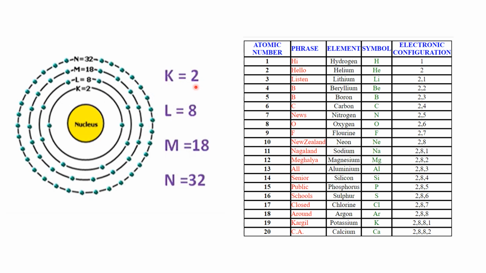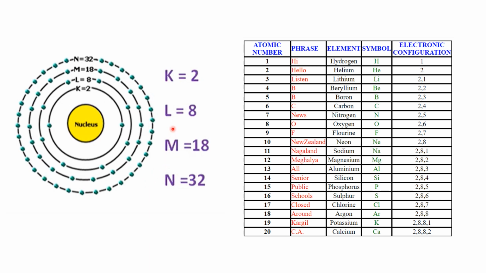Now, the first shell can have only two electrons. Similarly, in the second shell, the L shell, only 8 electrons can be present. Then how many electrons can be present in the M shell? The limit in the M shell is 18, and for the N shell, it is 32. So these are the distribution of shells in an atom.